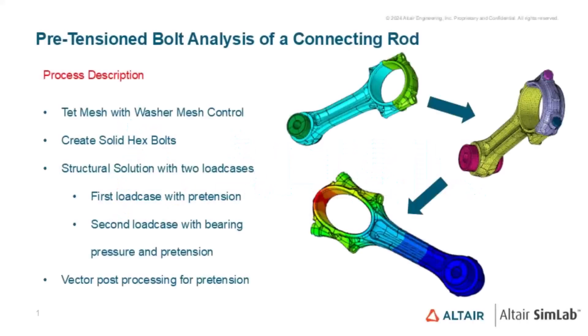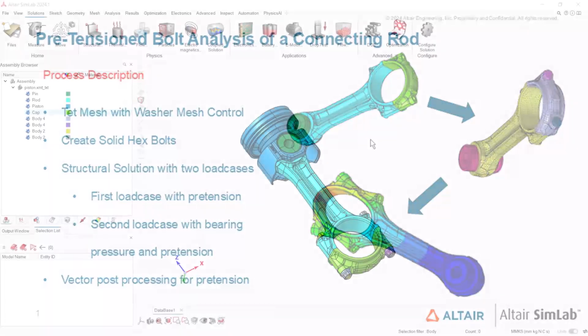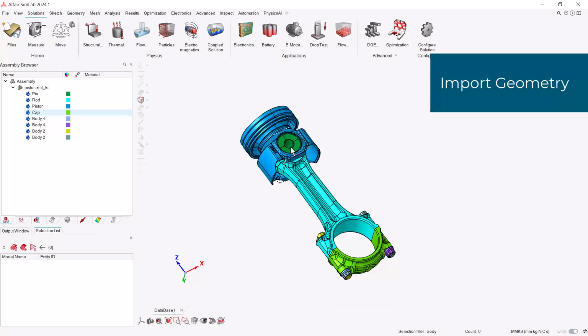In this tutorial, you'll learn how to create an analysis of a connecting rod with pretension. You'll learn to create mesh with specific washer face, create hex solid bolts, create the structural analysis and new post-processing for pretension vector. First, import piston Parasolid.